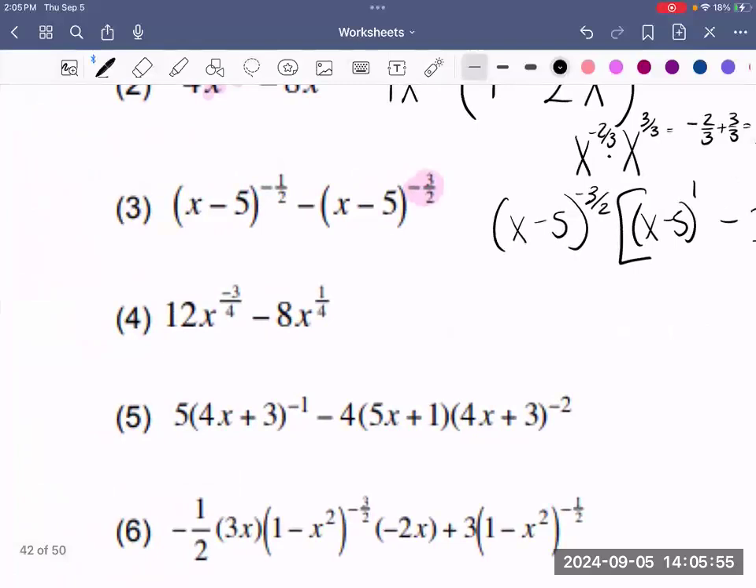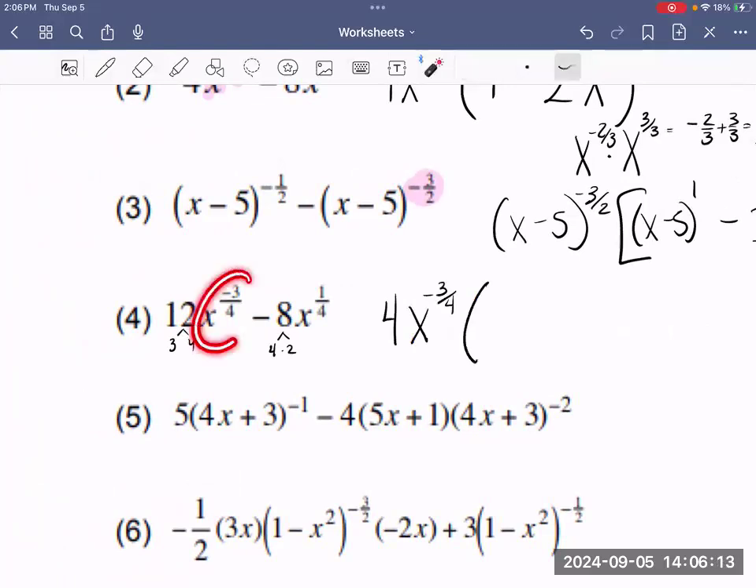So 12 and 8, they both have a 4 in common. So this 12 is going to leave behind a 3, and this 8 is going to leave behind a 2. Now, of your fractions, we're going to take out the most negative fraction, so negative 3 over 4. So in this first term, you took out all of the x, but you're leaving behind a 3, minus the 2 left over from the 8.